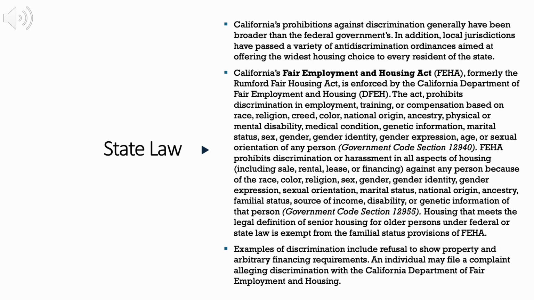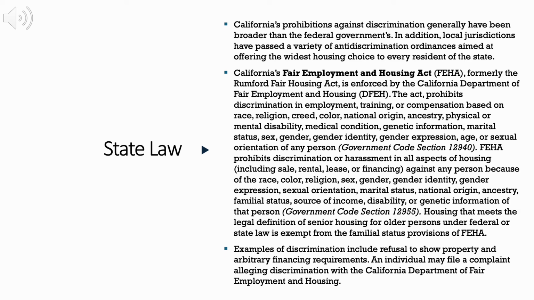State law. California's prohibitions against discrimination generally have been broader than the federal government's. In addition, local jurisdictions have passed a variety of anti-discrimination ordinances aimed at offering the widest housing choice to every resident of the state. California's Fair Employment and Housing Act, FEHA, formerly the Rumford Fair Housing Act, is enforced by the California Department of Fair Employment and Housing, DFEH.